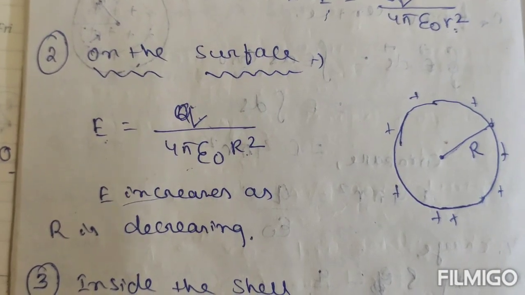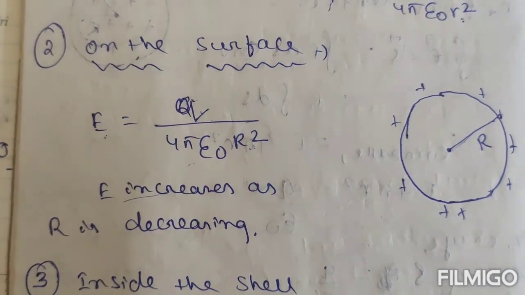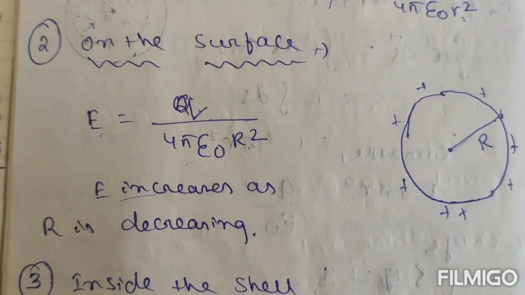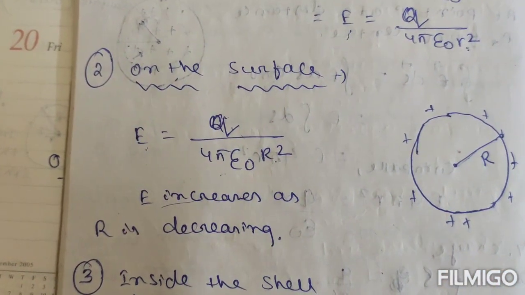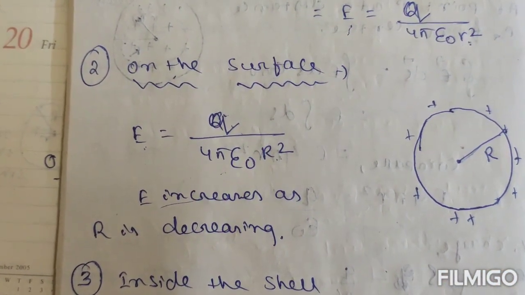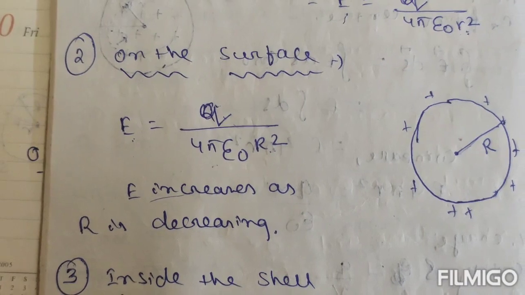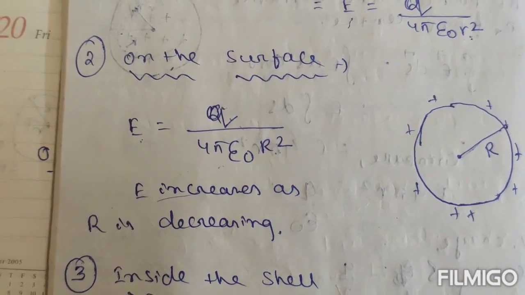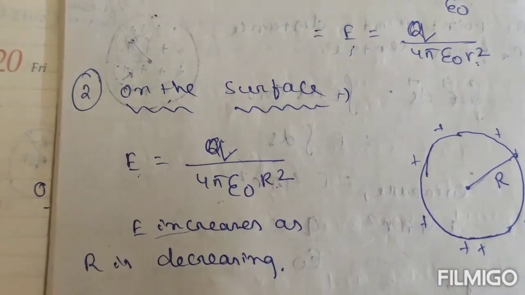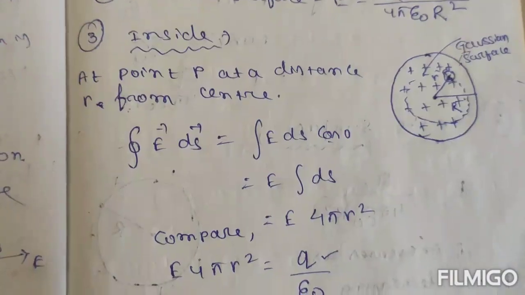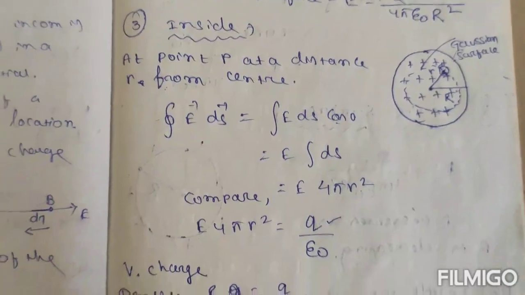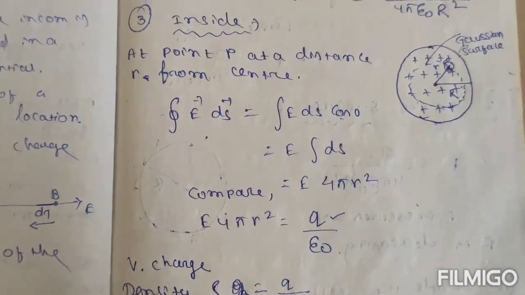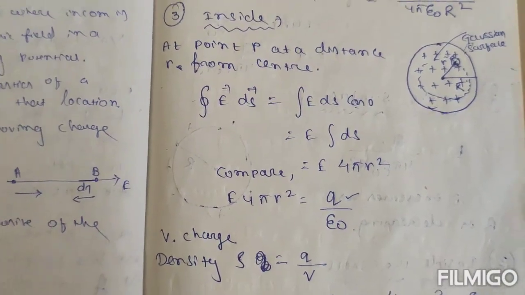For the second case, on the surface of the solid sphere, you will get the same equation, nothing to change, only instead of small r, write capital R. You will get E equal to Q by 4 pi epsilon naught R square. As E increases, r is decreasing, right? Now let us find out what will happen if I take a point inside a solid sphere.